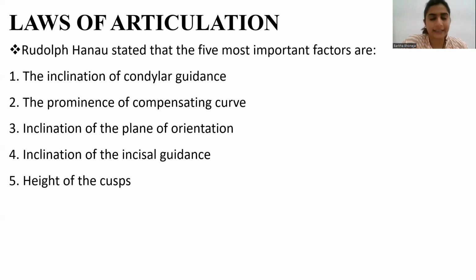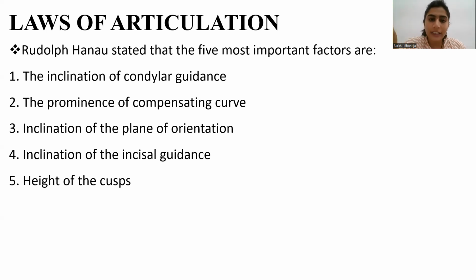Fourth, inclination of incisal guidance. Incisal guidance is your upper teeth in relation to your anterior teeth. You know where is your incisal rod, and the flat surface on which your incisal rod stands is called the incisal guide table. Now, this table can be inclined 30 degree, 10 degree, 40 degree. However much you incline that plane, your teeth, that is your upper and lower, will move according to that inclination. Fifth, height of the cusps.